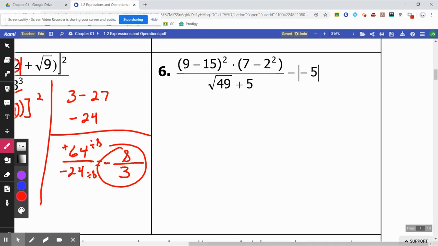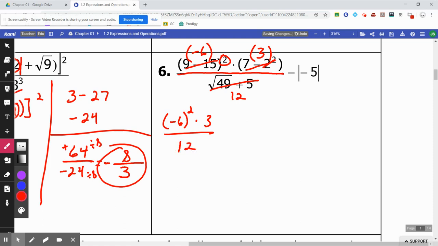Number 6. Now we've got a fraction bar, so we've got to do that whole top and bottom separately. The bottom's kind of easy. The square root of 49 is 7. 7 plus 5 would be 12. The bottom's going to be 12. On top, if you would like to do it like this as well, you could start marking stuff out as you do it. Like 9 minus 15, that'd be negative 6 in parentheses. 7 minus 2 to the second. 2 to the second's 4. So 7 minus 4, this would be 3 over here in these parentheses. So on top, you now have negative 6 to the second power times 3. On the bottom, you have 12.